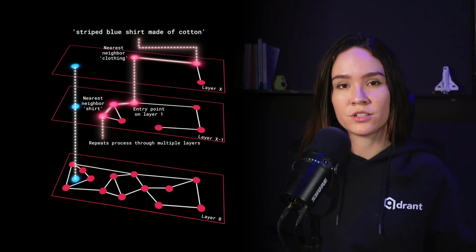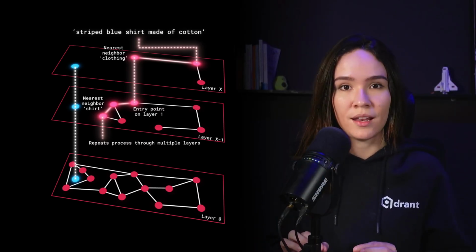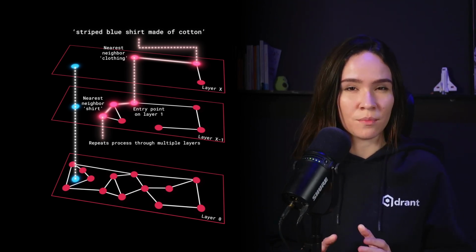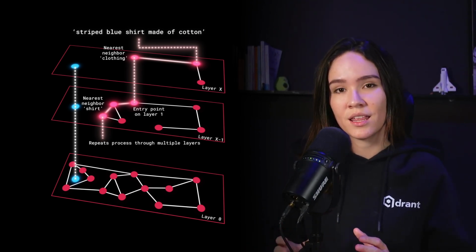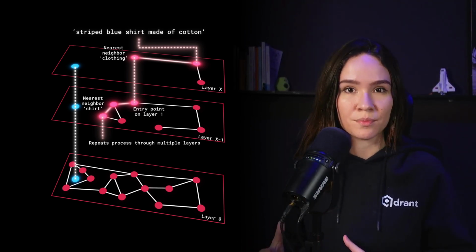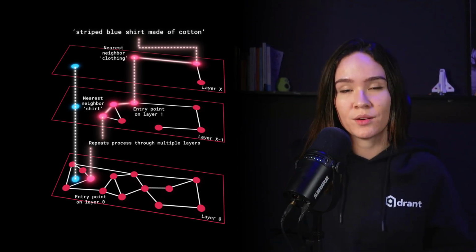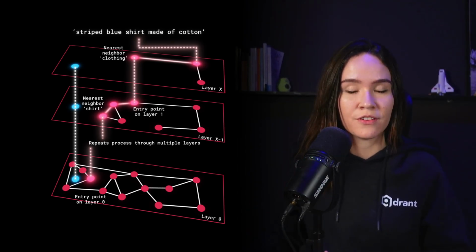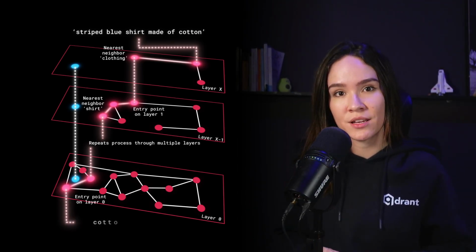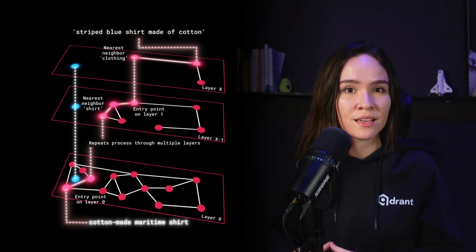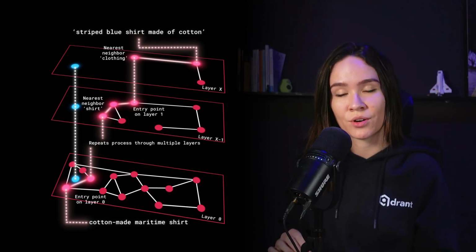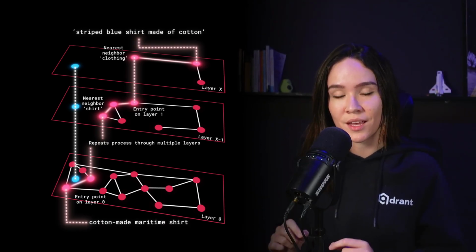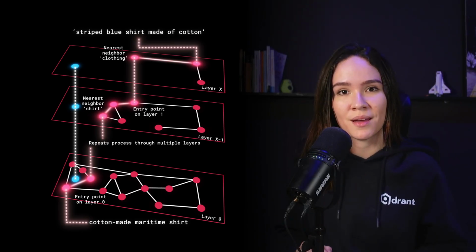Each time, our search becomes more refined, narrowing down our results from clothing to shirts and then other characteristics like blue and striped. When it reaches layer 0, the final layer, it's able to retrieve from our vector database the result that matches our query vector the closest. In this case, it was the cotton-made maritime shirt.